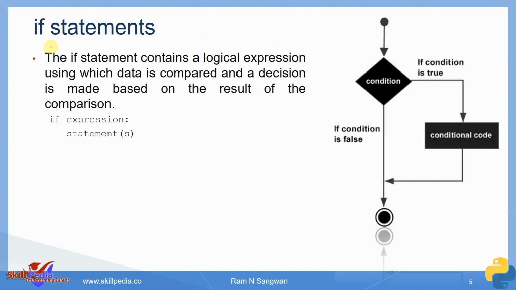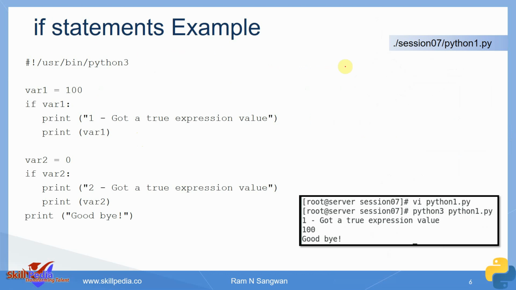Now this is the if statement. First, the if statement contains a logical expression using which data is compared and a decision is made based on the result of the comparison. It goes like this: if followed by an expression, and if it is true, then the statements are executed. You check a condition, if the condition is true, then it will execute that piece of code, otherwise it will continue with the false part of it. This is the first program I demonstrated. Python 3, variable with value 100. If var 1, we got a true expression, which is true in our case. This will never be executed because 0 is treated as false. So this will not be executed, and this was the output demonstrated to you.